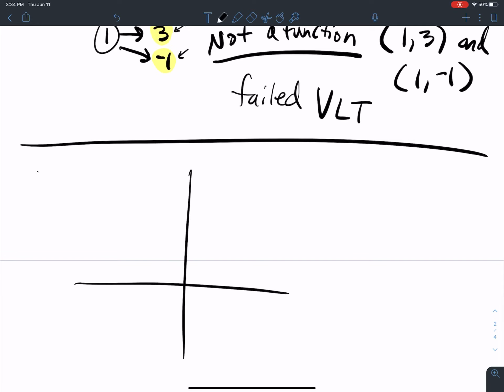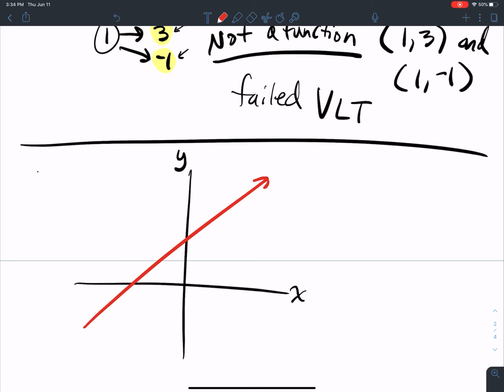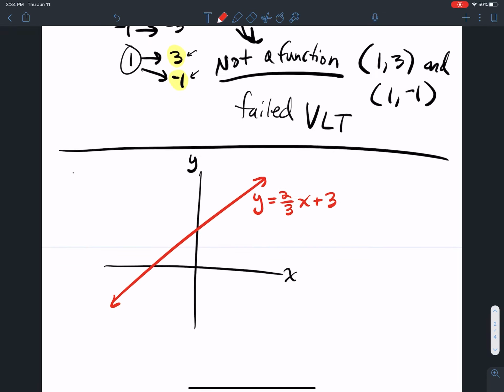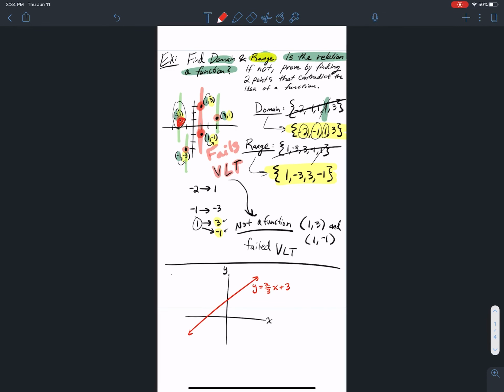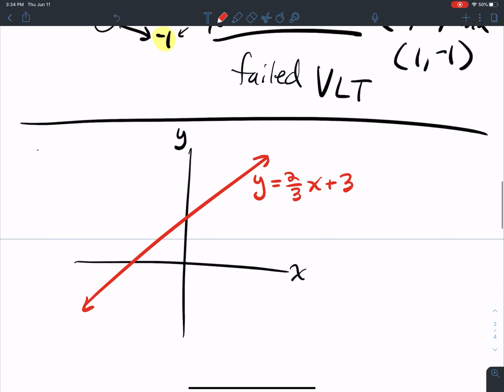Say we have a graph, x-axis, y-axis, and we have the line here, and this line is y equals 2/3 x plus 3. Now, what is the domain? Okay, now, what's different about this versus the last one? The last one was just single points, okay? So it wasn't continuous, it was a discrete domain and range. But here, all these values, all these dots and everything in between those dots on this line here are all values in the domain and the range.